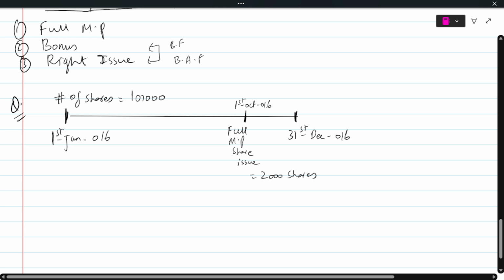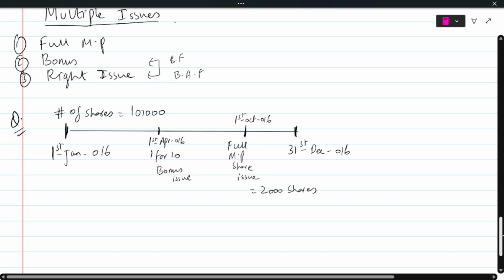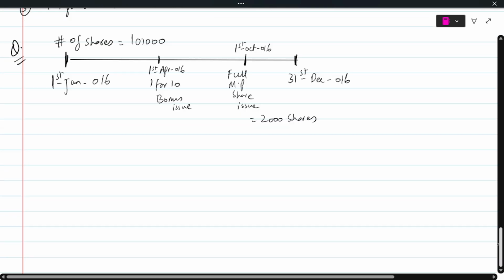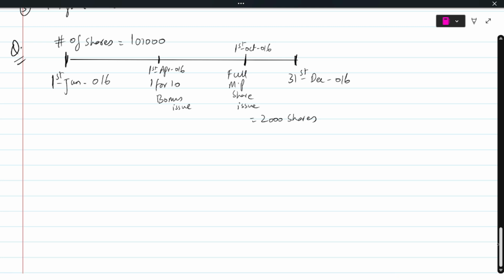Okay, and not only that, since we are looking at multiple issues, on 1st April 16, the company did a 1 for 10 bonus issue as well. Okay, so you see in one question there is a full market price share issue and also a bonus issue. This is what we call a multiple issue question, where there are more than one or all the three issues taking place. Okay, so this is the question.